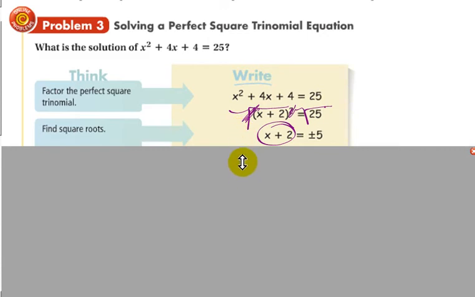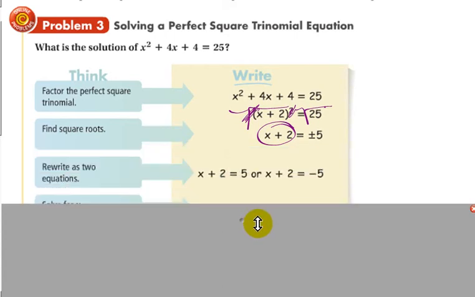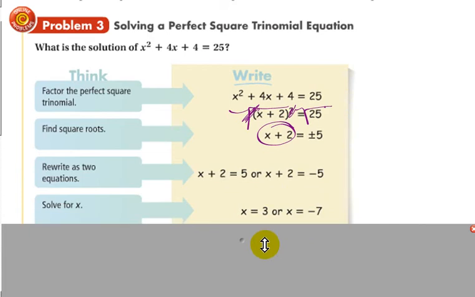Now we're going to solve this two ways. We're going to solve it as x plus 2 equals a positive 5 and x plus 2 equals a negative 5. And when you do that, you're going to get x equals 3 or x equals negative 7. And that's how you work these. Any questions?